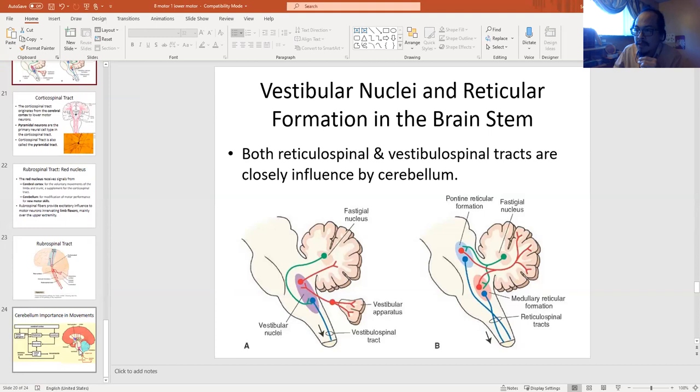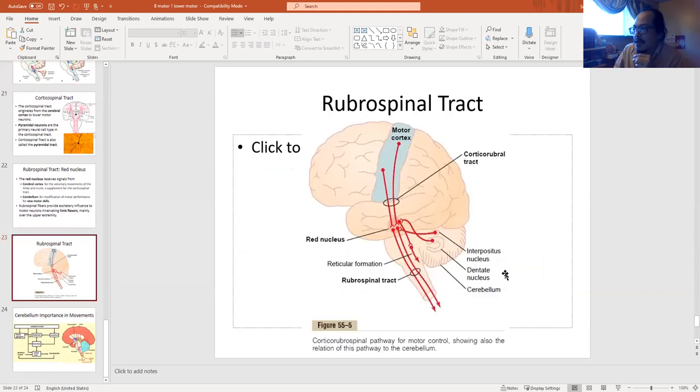The interpositus nucleus and the dentate nucleus communicate with the red nucleus, which is a little higher portion of the brainstem. So don't worry about the cerebellum for now, but you will see it. Right in the next lecture, we will talk about the cerebellum. And this is the topic: the cerebellum has different output nuclei that communicate with different portions of the brainstem. So that's that.